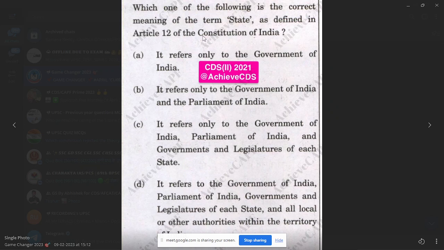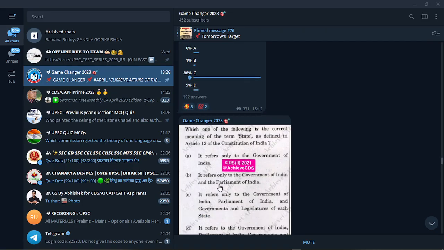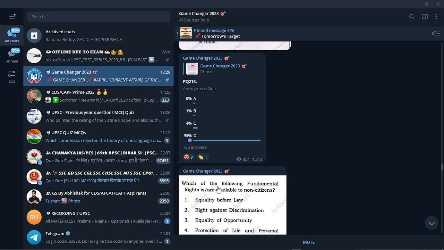Which one of the following is the correct meaning of the term State as defined in Article 12 of the Constitution of India? It refers only to the Government of India. It refers only to the Government of India and Parliament of India. It refers only to the Government of India, Parliament of India and governments and legislatures of each state. It refers to the Government of India, Parliament of India, governments and legislatures of each state and all local or other authorities within the territory of India. D.